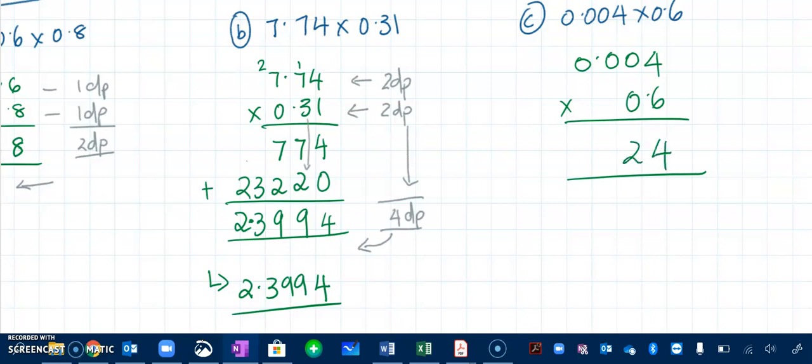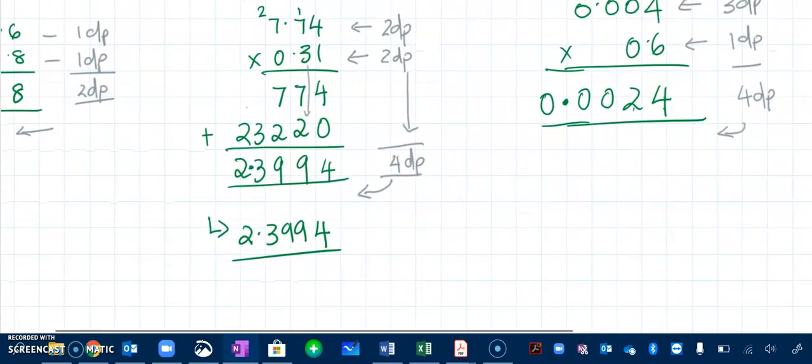Then we count the number of decimal places. 0.004 has 3 decimal places. 0.6 has 1 decimal place. In total, this will have 4 decimal places. Now, from right to left, we need to count 4 digits. If I count 4 digits, I have 1 and 2 only. There are no 2 more digits, so what we do is we add on zeros. And therefore we have 1, 2, 3, 4. The decimal point goes there. And we get our answer as 0.0024.